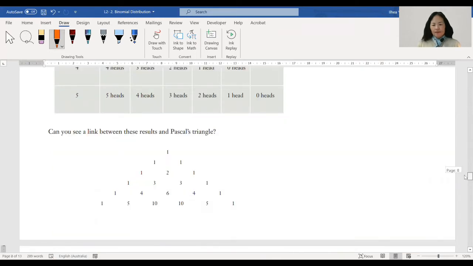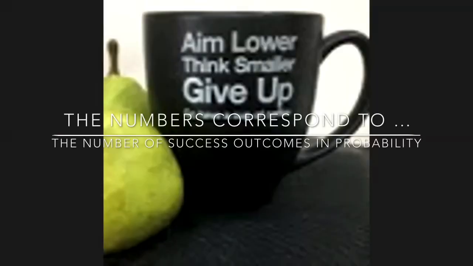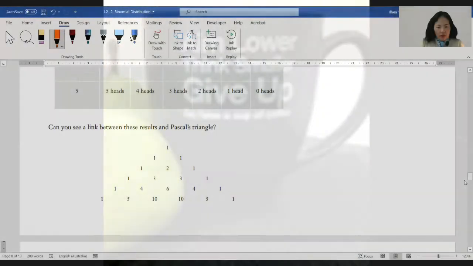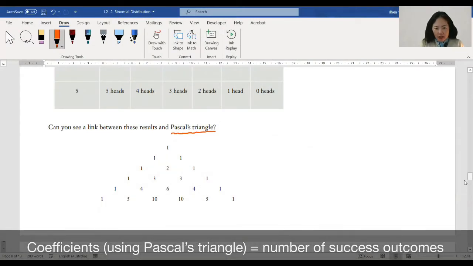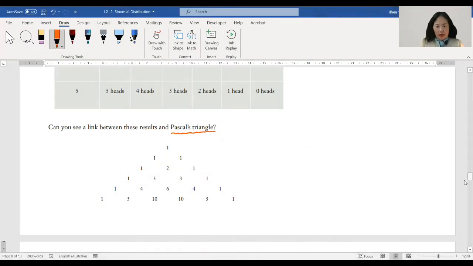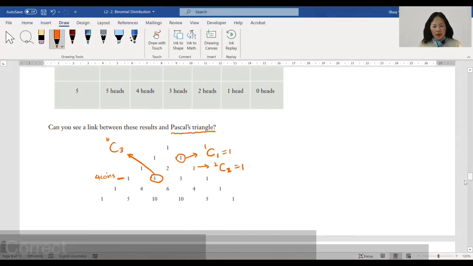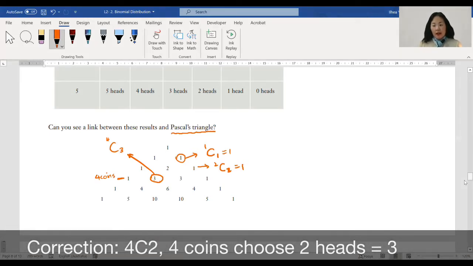Well, wait, sorry, Miss, I'm a bit confused. What do the numbers correspond to? Pascal's triangle right there. It's got all the coefficients there. So this one is 1 coin with 1 head. There's only one way you can get that. For example, here, you know that that's a 4th row, so it'd be 4 coins. 4 coins chooses 3 heads. So that's 3 ways. They're just using Pascal's triangle to find the number of ways of outcomes.